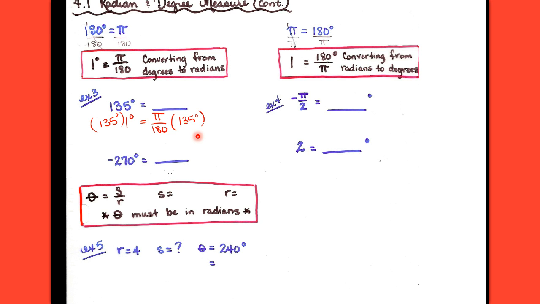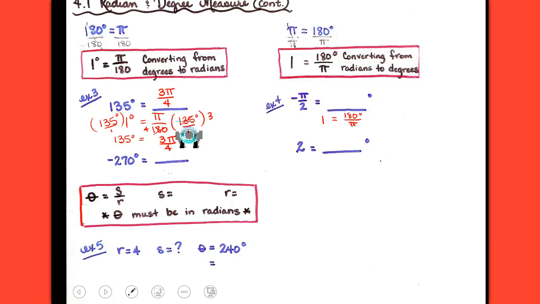So now I have what I need on the left, 135 degrees, and on the right, I'm just going to simplify. 135 and 180 are both divisible by 45. So 45 goes into 135 3 times, and 45 goes into 180 4 times. So I would be left with pi times 3 in my numerator and 4 times 1 in my denominator. So that's going to give me 3 pi over 4. That would be the radian equivalent of 135 degrees.